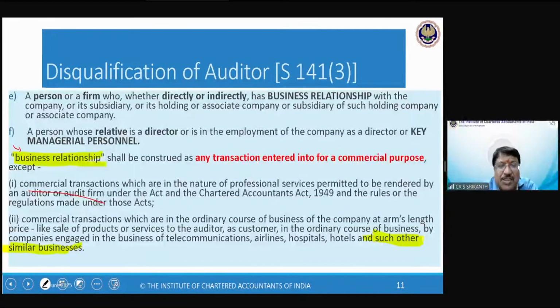In some sections, KMPs are made liable. We saw that now in accounts. Non-compliance makes KMPs liable. So a KMP relative, a person whose relative is a director or is in the employment of the company as a director or key managerial person, cannot be, especially KMP.